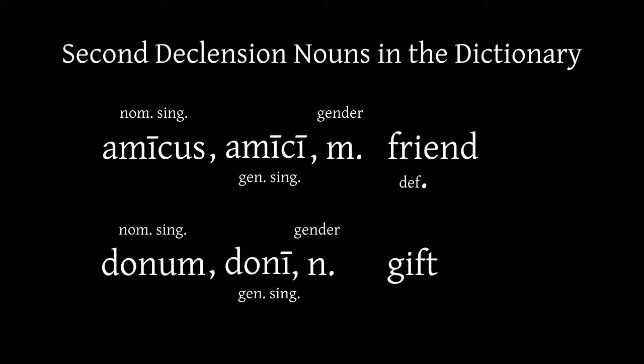So your assignment today will be to practice finding first and second declension nouns in the dictionary, being able to recognize all the information that you're being given. It's a very simple exercise, and shouldn't cause you too much trouble. And so this has given you all the information you need to do that.